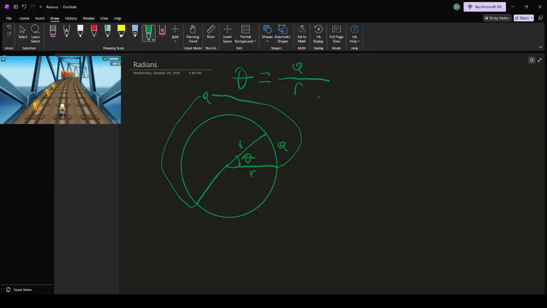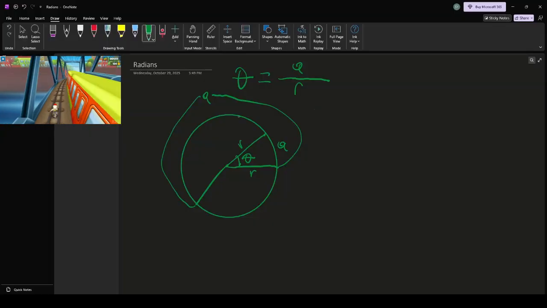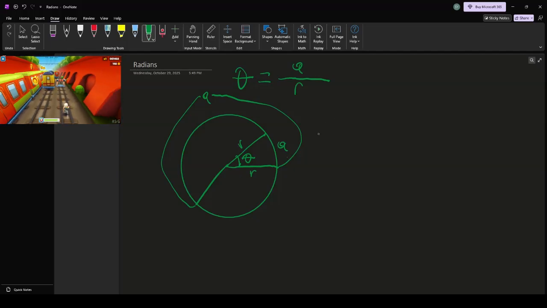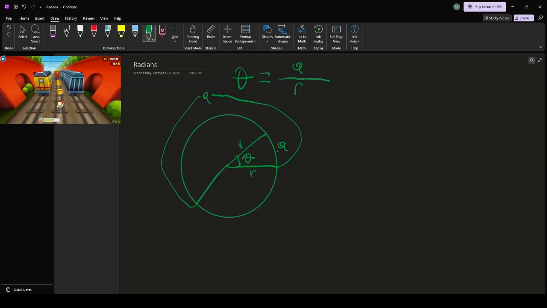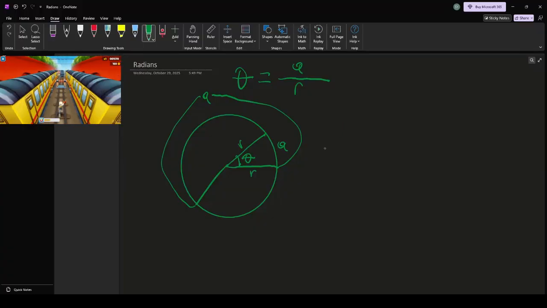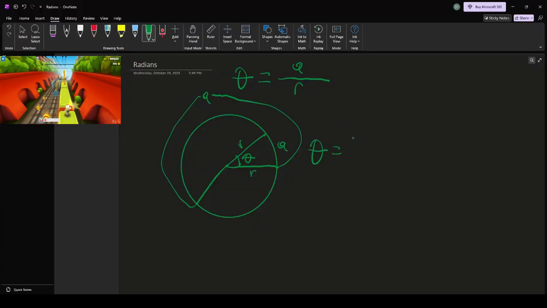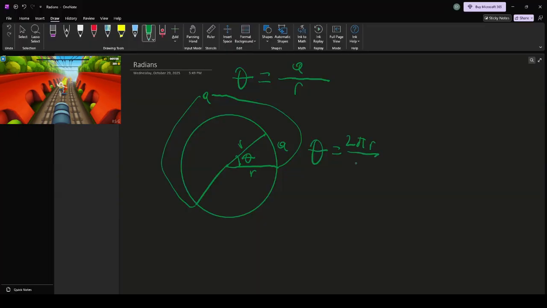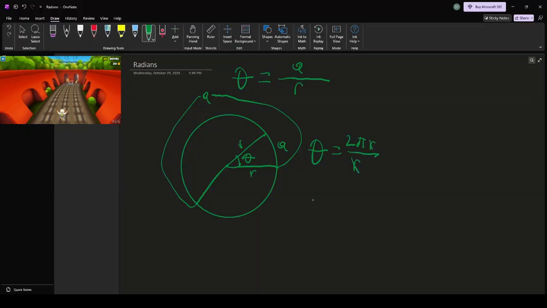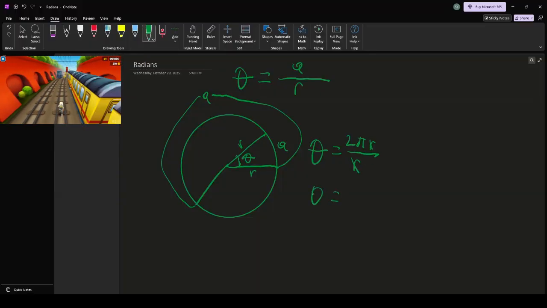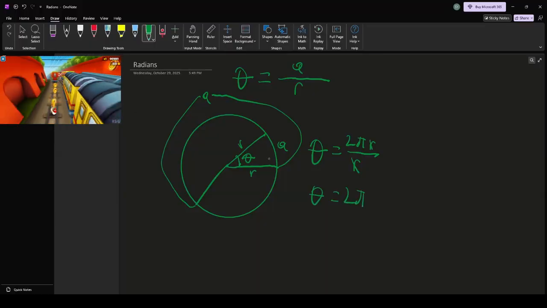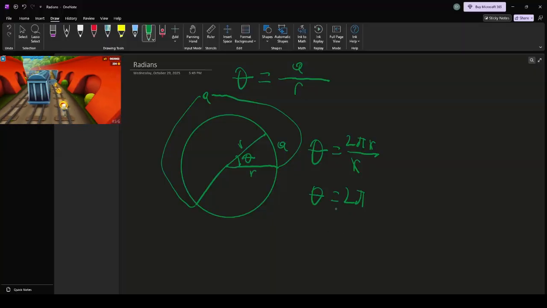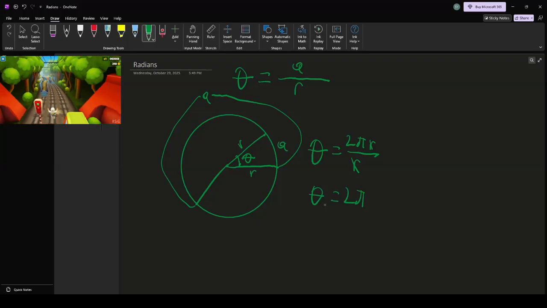All right, let me tell you how many radians are in one full circle. We know that the arc length of one full circle is equal to the circumference. What is the circumference though? It's 2 pi r, the circumference formula. Divide by r, these cancel out, and essentially 2 pi radians is in one full circle.